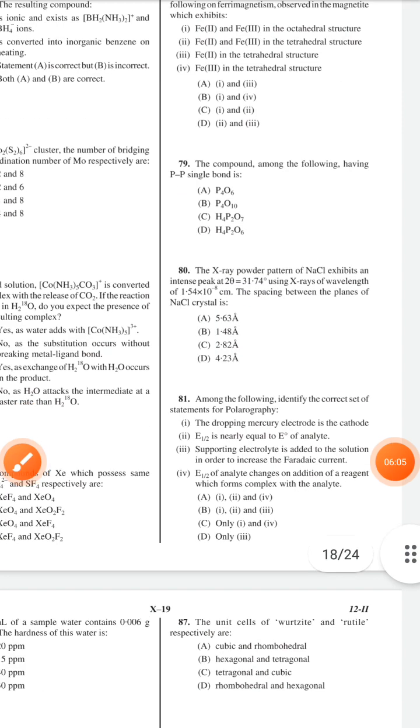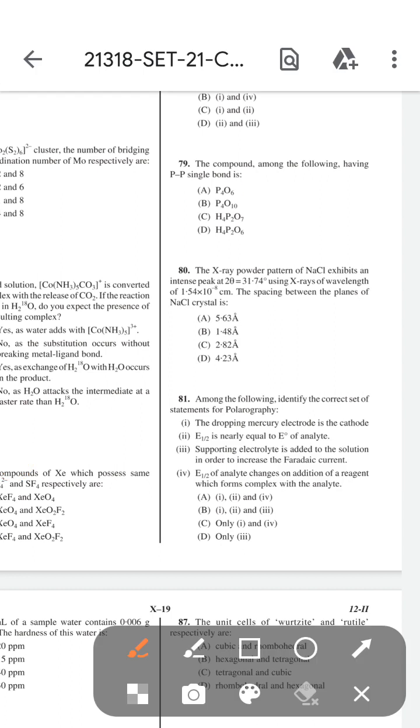Next, 79. The compound among the following having a P-P single bond is option B, P4O10.